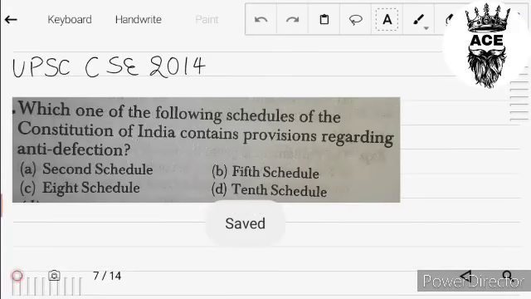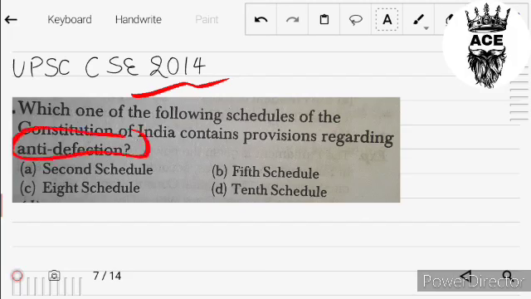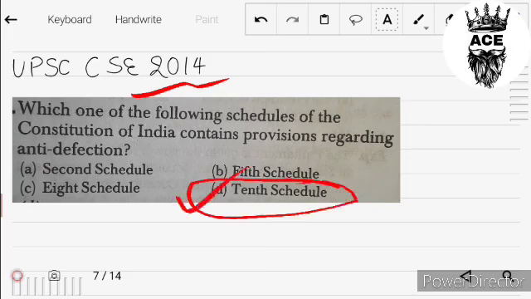Then the next question, which was asked in the Civil Services Examination in 2014. What is this regarding the anti-defection? The question is: which one of the following schedules of the Constitution contains the provision regarding the anti-defection? You know that the answer is the 10th schedule, option D.